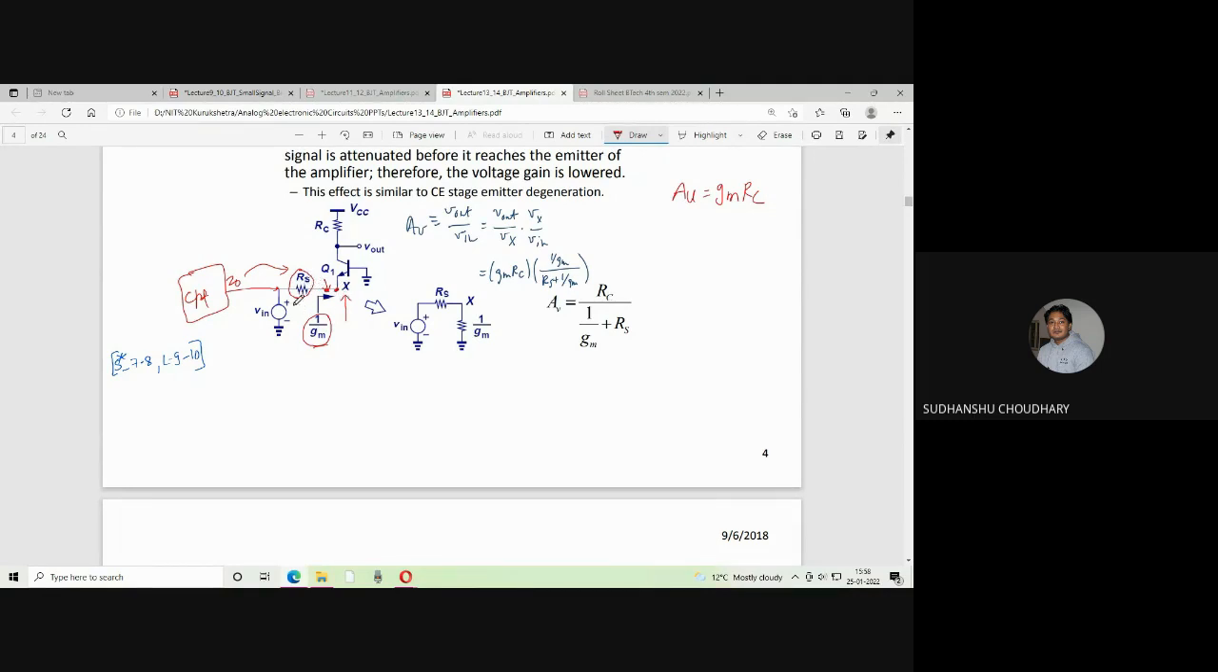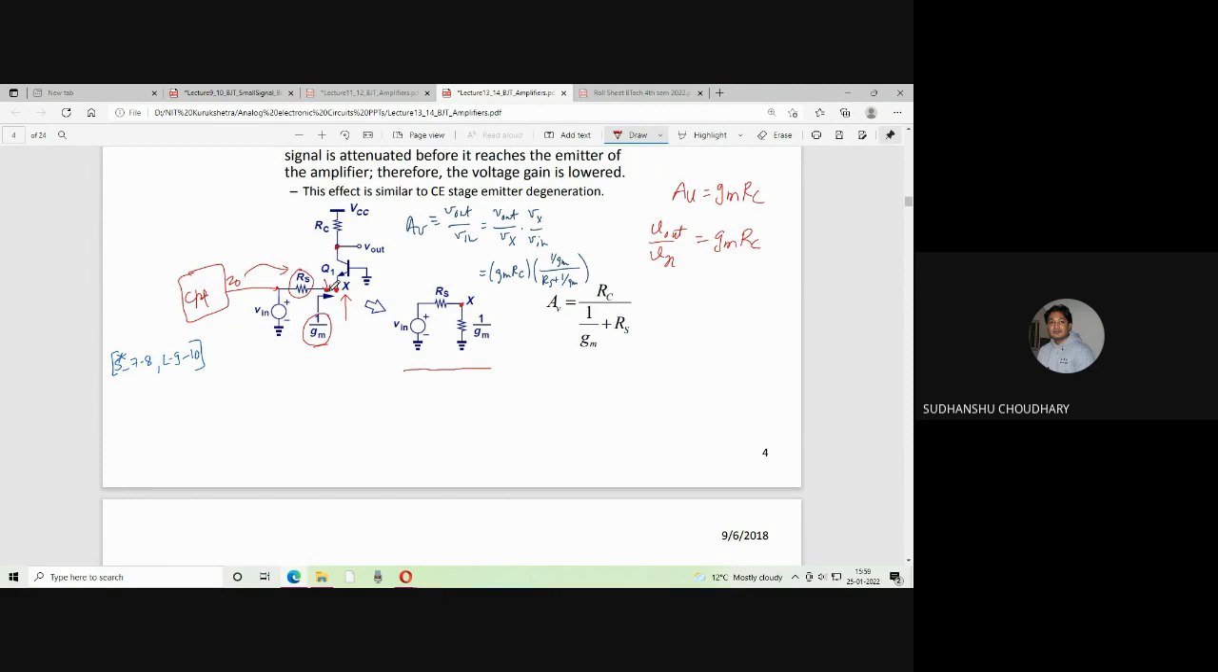So I can draw this part of this circuit. This part can be represented by this circuit, that is Rs in series with 1/gm, and Vin placed over here. Now one can find out Vout by Vx, which is also a gain. So Vout by Vx is gm times Rc.